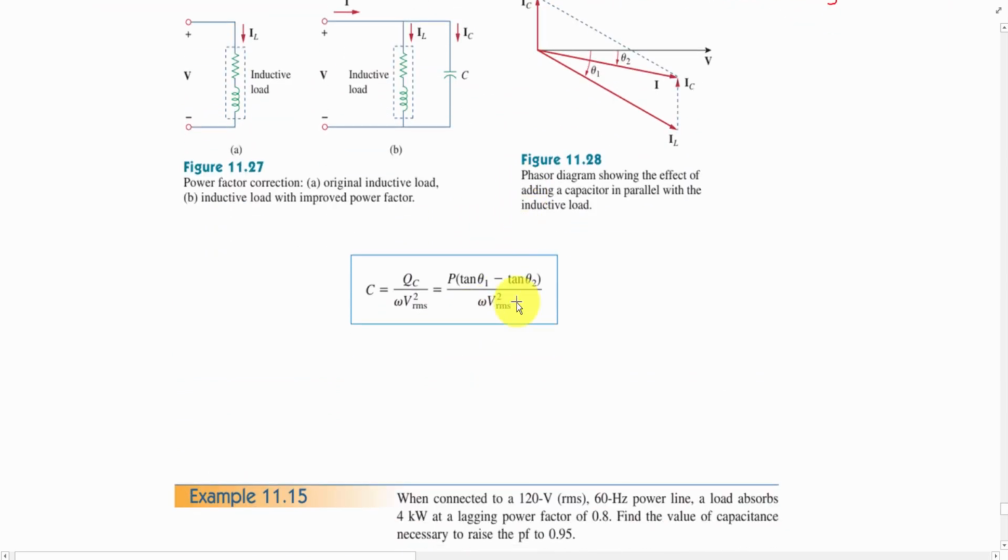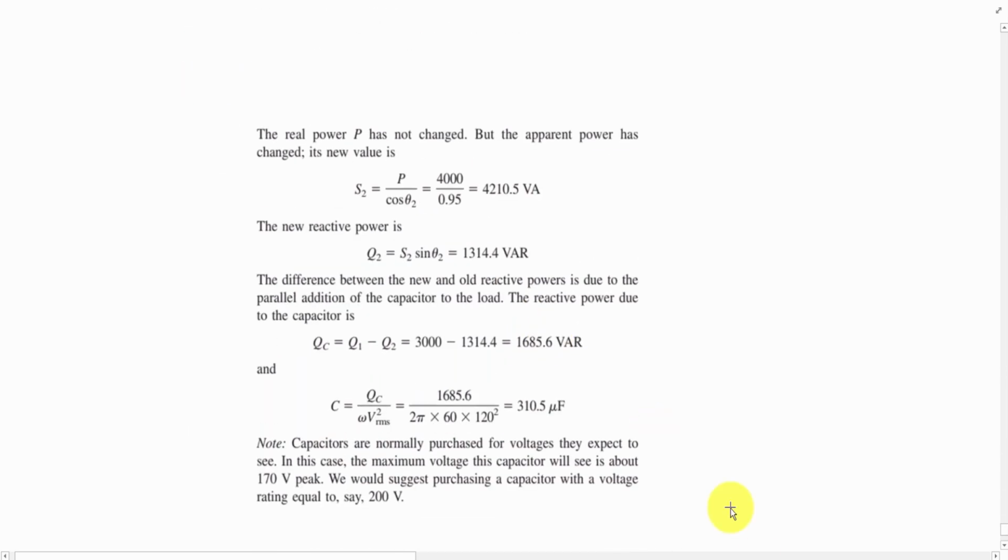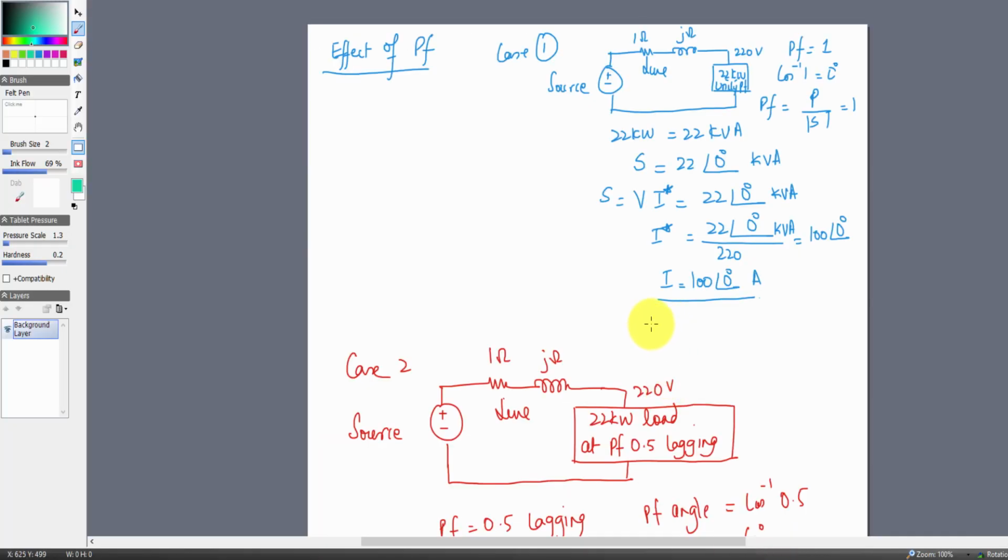If we want to figure out the value for the capacitance, we have to figure out P (tan θ1 minus tan θ2) divided by ωV squared. Before going into this example, let's take a look at what is the effect of power factor.